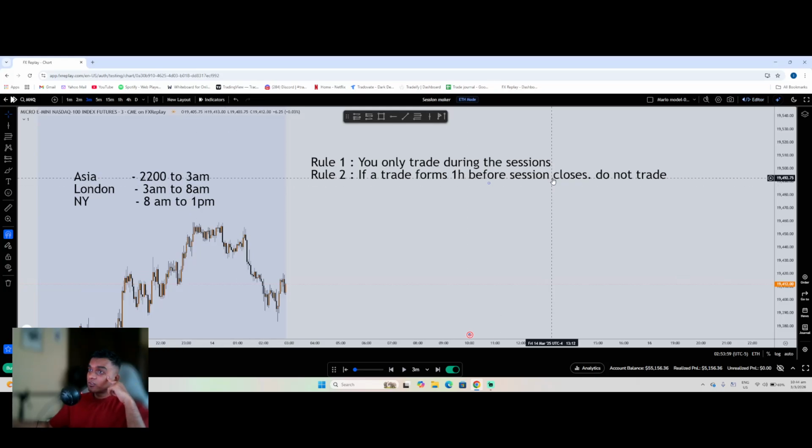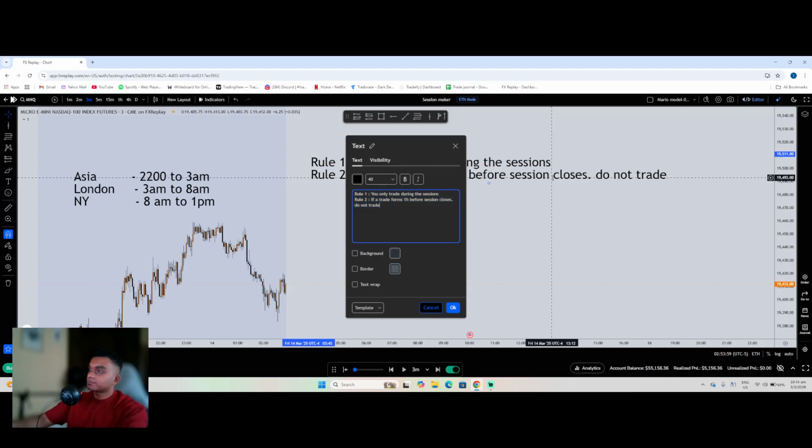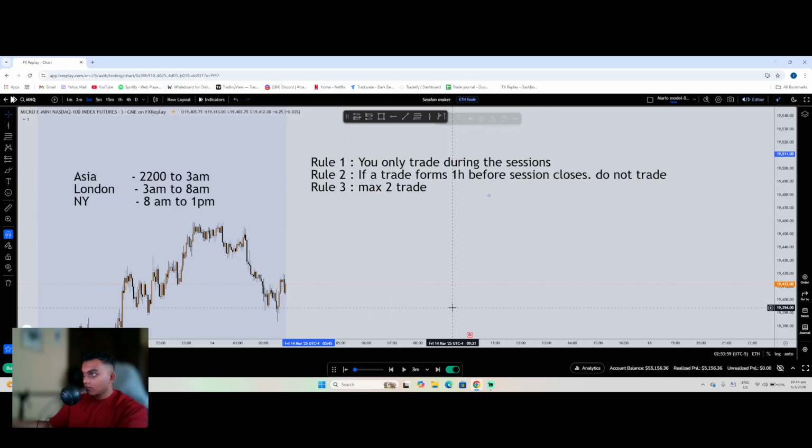And rule number 3 is the most important rule, right? You only take a maximum of 2 trades. All right, only 2 trades.